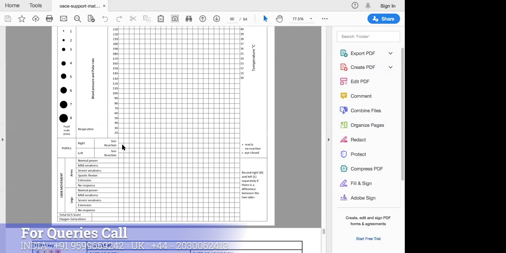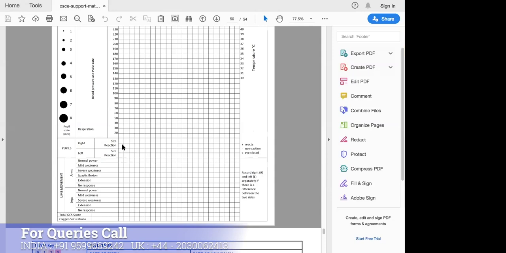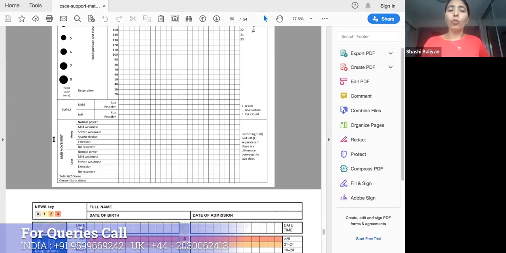Okay? If the patient's pupils are not reactive to light, they are dead, or at least there is some problem with the brain. So this is how you check when you are declaring someone dead. This is one of the things that you are going to check, their pupils. They are fixed and they are dilated. Okay. So you write the size, what is the size of the pupil, and you are going to write the reaction. They are reactive.